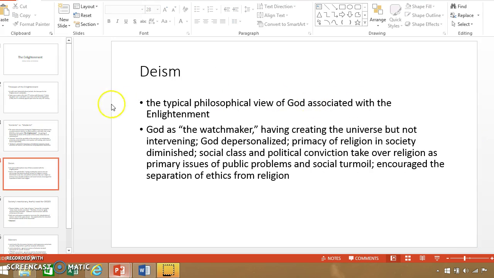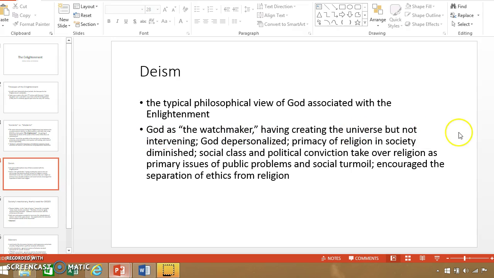Now, deism. The Enlightenment certainly was a time of a shift in religious thought, or at least a shift in religious focus. Deism is the typical philosophical view of God that is associated with the Enlightenment. You've perhaps heard this before. It's the old metaphor of God as the watchmaker.